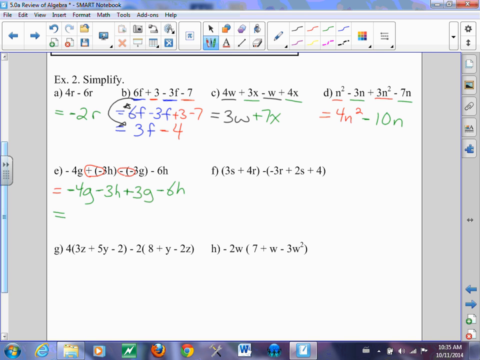Now that, folks, we've removed the brackets, we've applied our integer laws, now we can collect like terms. Okay? So we've got -4g plus 3g is going to be -g. And then our h is -3h minus 6h is -9h. Again, these are not like terms, so we can't do anything else.